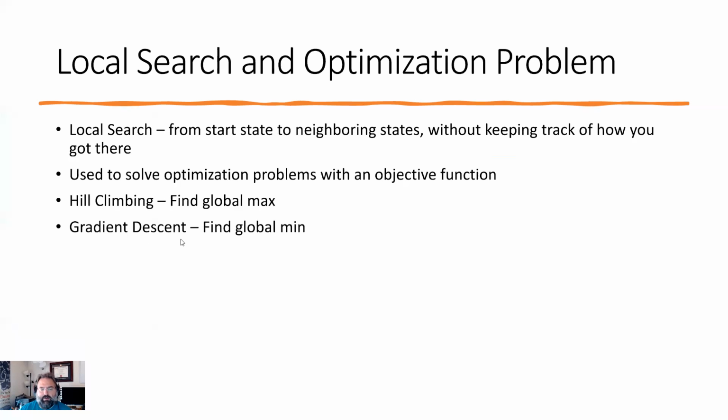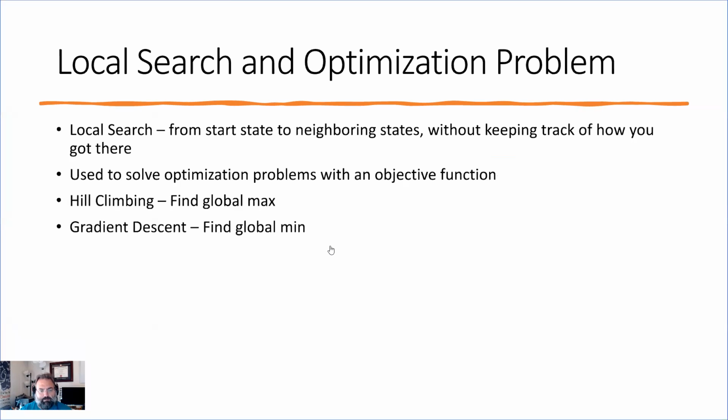The other kind, the inverse of that, is gradient descent, where you're trying to find a global minimum. Rather than climbing the hill, you go down the hill until you get to what you think is the bottom. You may or may not be at the lowest point, because you may need to go back up before you can go down.